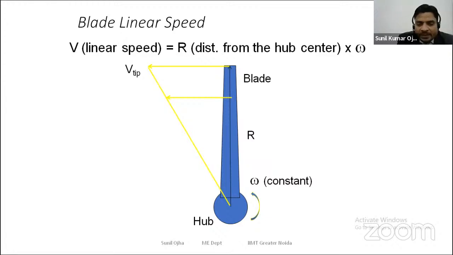So the blade linear velocity we can calculate, as we know, V is equal to R omega, where R is the radius of the blade and omega is the rotational speed.